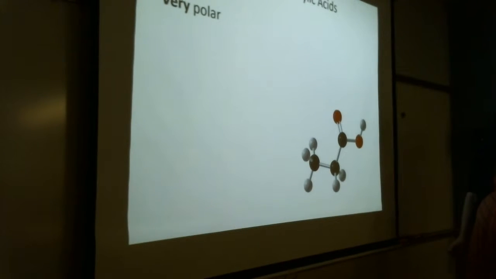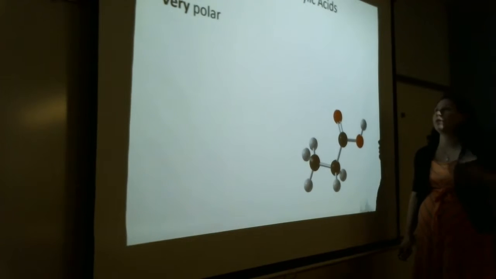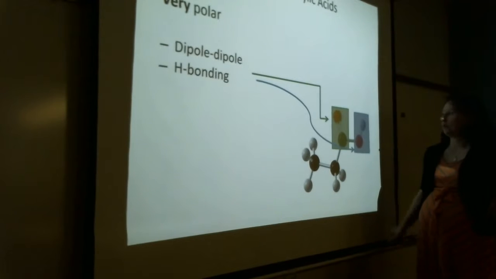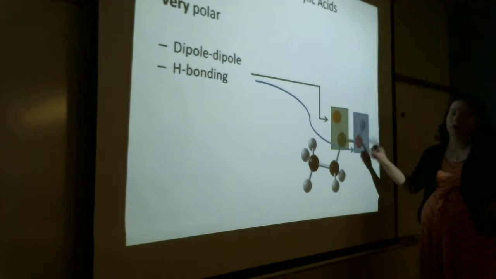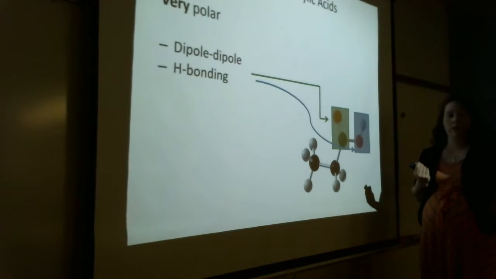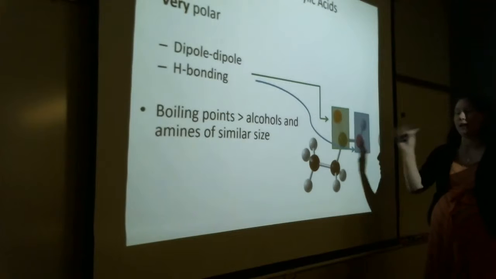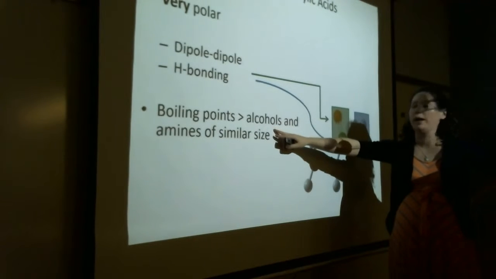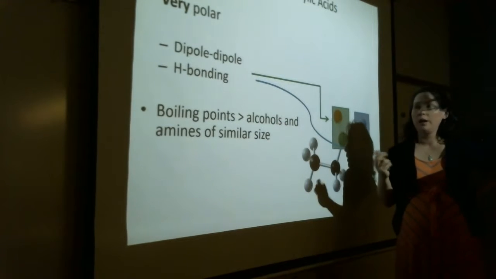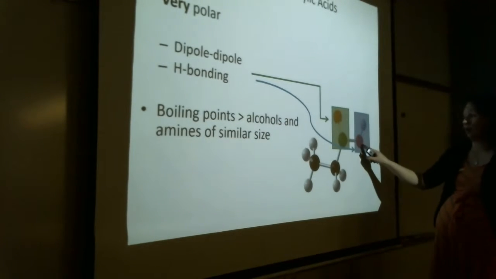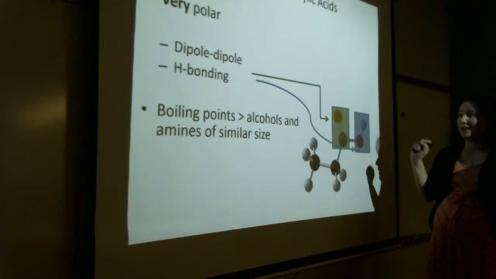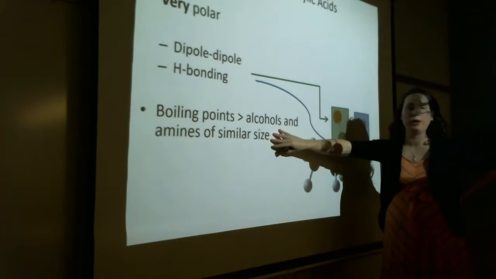They're very, very, very polar. Right? If we think back to our intermolecular forces, you've got dipole-dipole coming from this piece right here, and you've got hydrogen bonding coming from this piece right here. So in terms of their boiling points, would you expect them to be high or low? Very high, right? They're going to be even higher than alcohols and amines. So far, those are the highest boiling points we've seen this semester, right? Alcohols and amines have hydrogen bonding. Well, a carboxylic acid has hydrogen bonding as well, but it also has dipole-dipole.